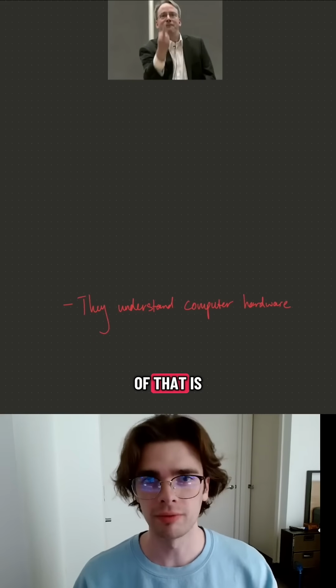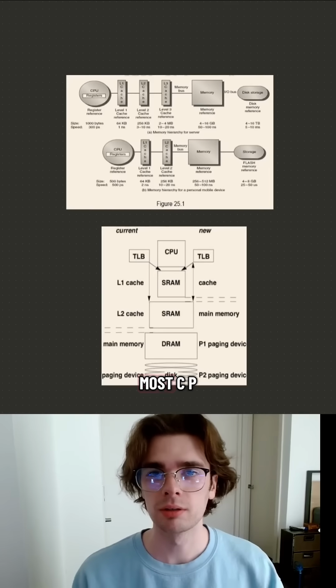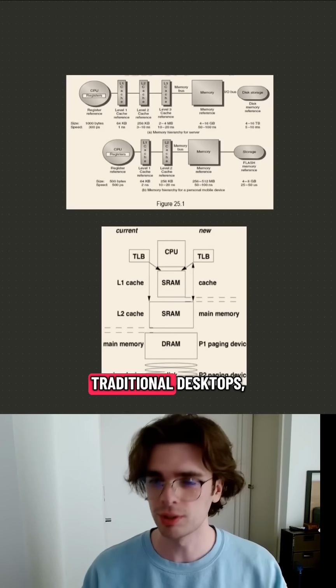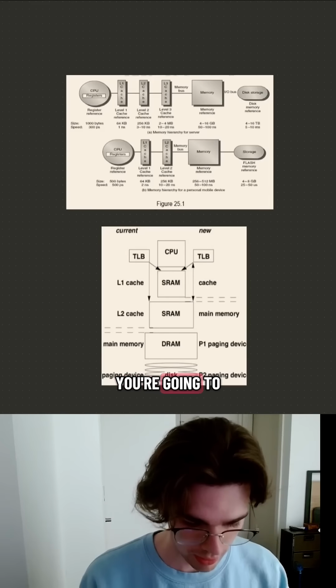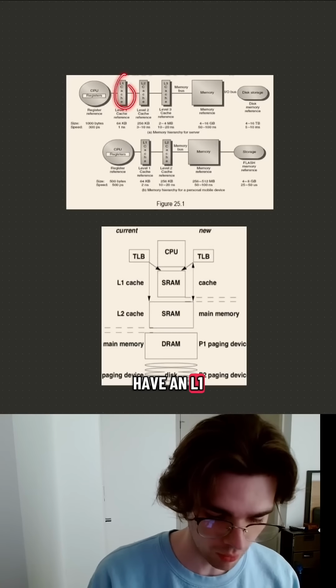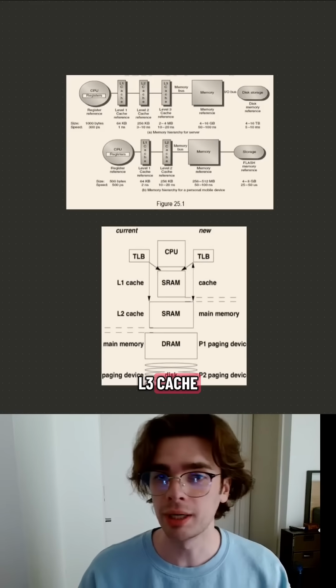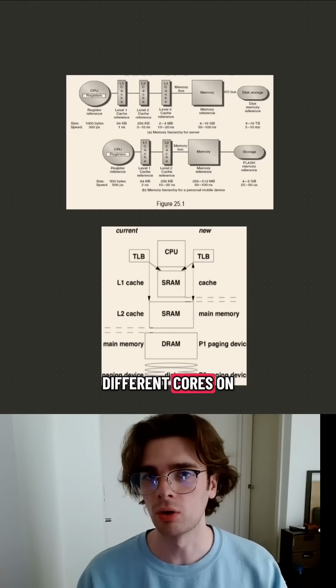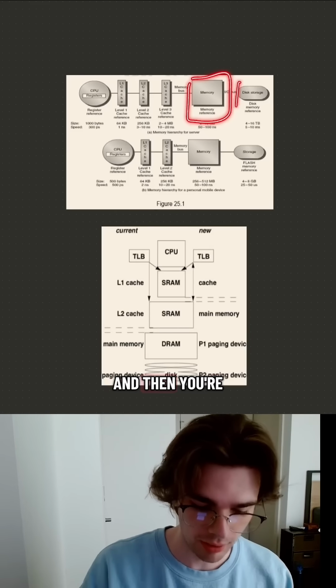The big part of that is understanding memory. Most CPUs or just traditional desktops follow this hierarchy where you're going to have your CPU. Your CPU is going to have an L1 and an L2 cache typically, and then there might be an L3 cache that's shared between different cores on the processor, and then you're going to have your main memory, and then you're going to have your disk.